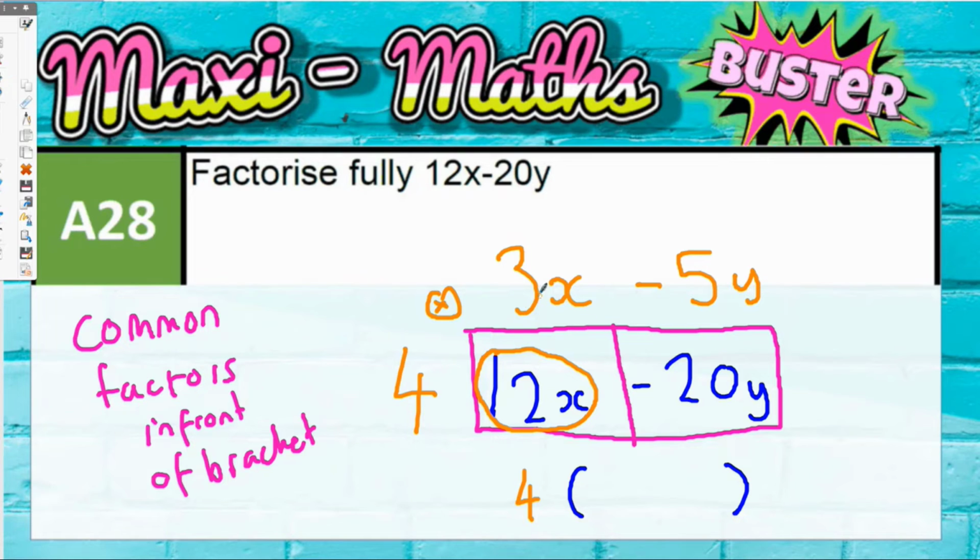So whatever's in front of the grid goes in front of the bracket, and whatever's on top of the grid goes inside the bracket. And that's your final answer. So final answer, 4 in front of the bracket, that's the common factor, and then inside the bracket, 3x minus 5y.